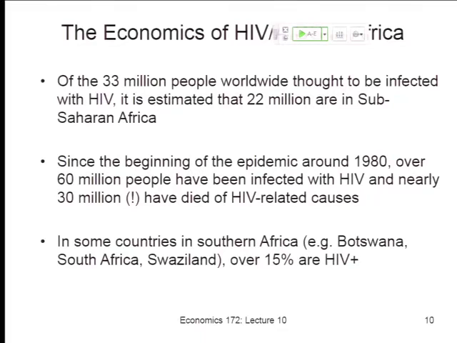60 million people have been infected since the start of the epidemic. Think about that. That's an unbelievable number. That's more than the population of France, something like that. 30 million people have died already. So this is an epidemic I think we're all aware of, but when you look at the numbers, it's almost unbelievable, the numbers that have died from the epidemic. And as we saw on the map, the highest prevalence, meaning the highest proportion of infections, is in the southern African countries, which, as we discussed before, are actually some of the richer countries in sub-Saharan Africa. So we're going to try to understand what's going on and why.